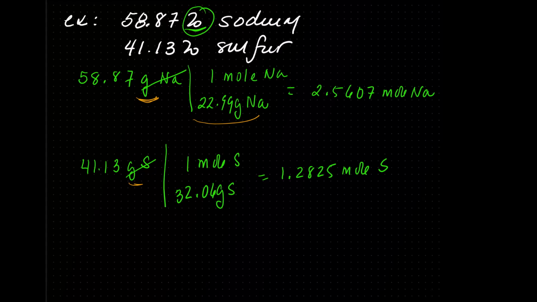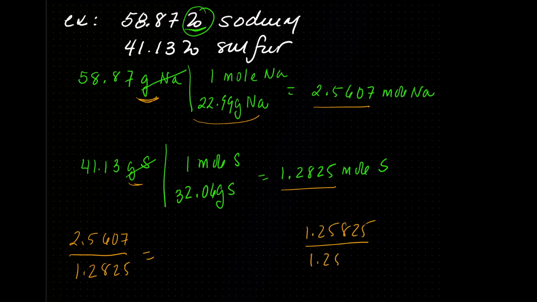Now what we're going to do is we're going to divide by the smallest number. So we look at the number of moles. So we have 2.5607 moles of sodium, 1.2825 moles of sulfur. The smallest number is 1.2825 moles of sulfur. So we're going to divide both numbers by that. So that's 2.5607 divided by 1.2825.